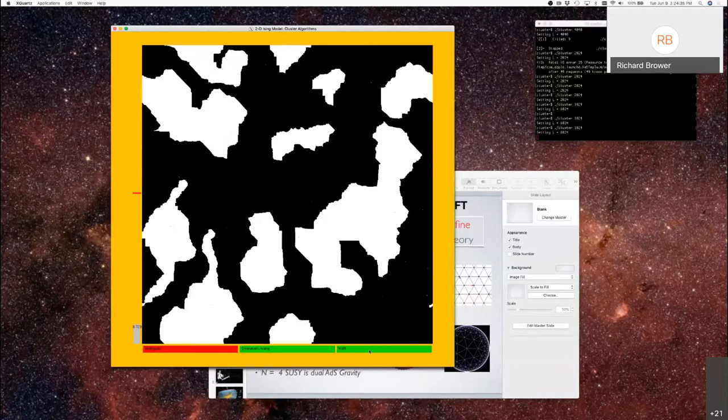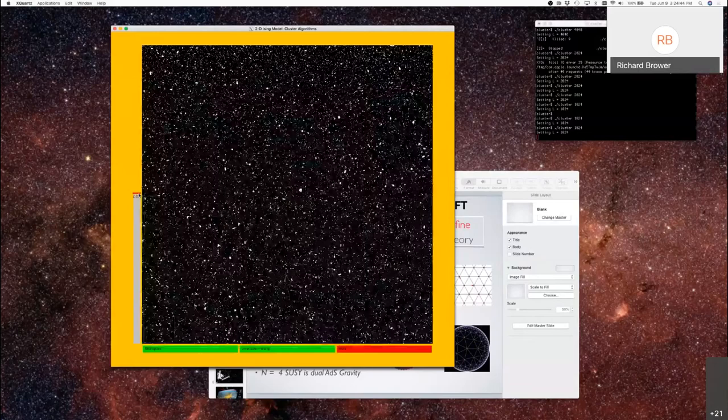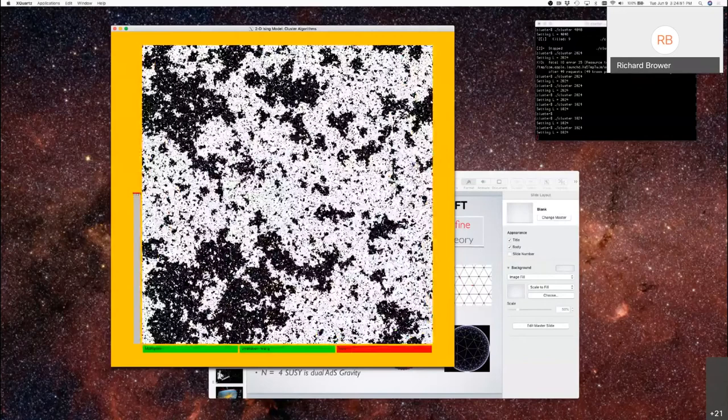So for example, if I go to that algorithm, oops, that doesn't do anything. Okay, let me try again. So this is what a Wolff algorithm is doing. See if I can stop it. Yeah. See, this is at the critical point. So there's islands of Republicans and a sea of Democrats, I guess.